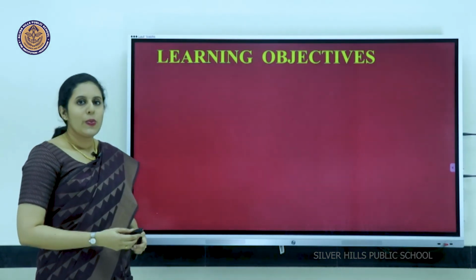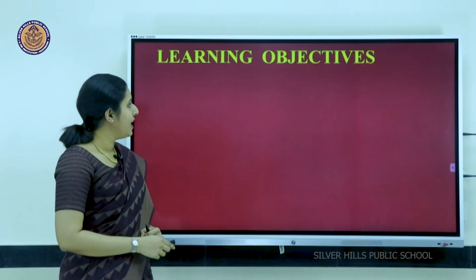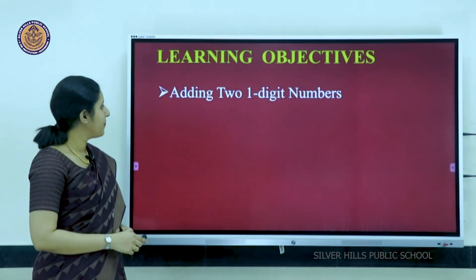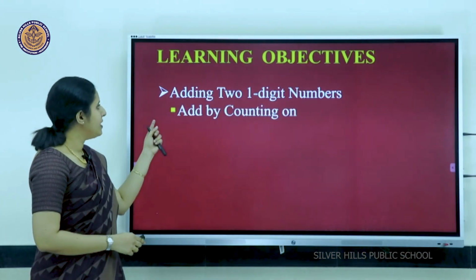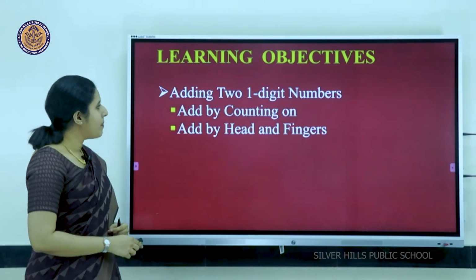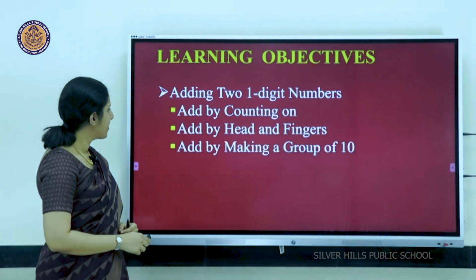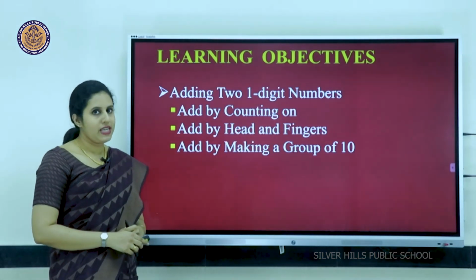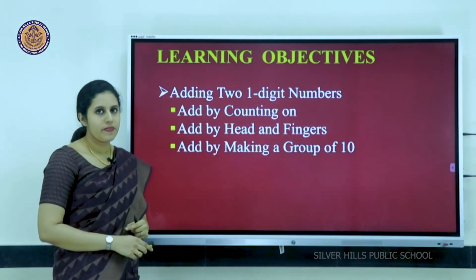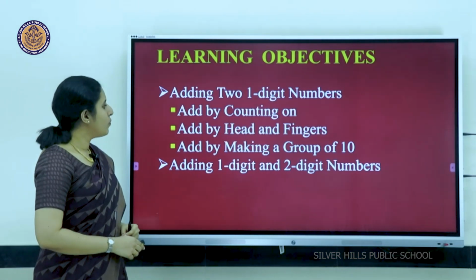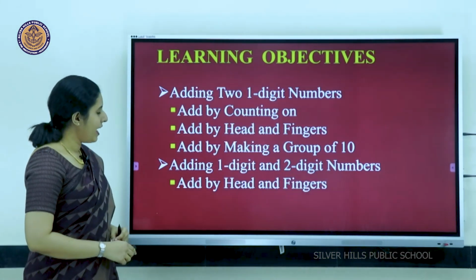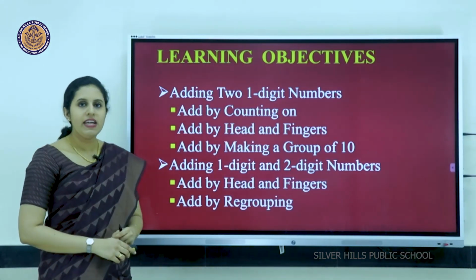Once you have learned this chapter, you will know about adding two one-digit numbers, which you will see by add by counting on, add by head and fingers, add by making a group of 10. All these you are going to see under adding two one-digit numbers. Then adding one-digit and two-digit numbers. Under that you will see add by head and fingers, add by regrouping.